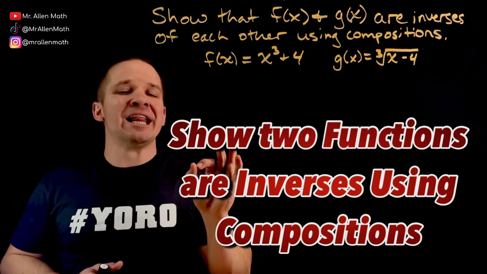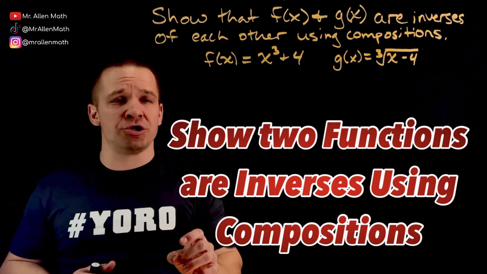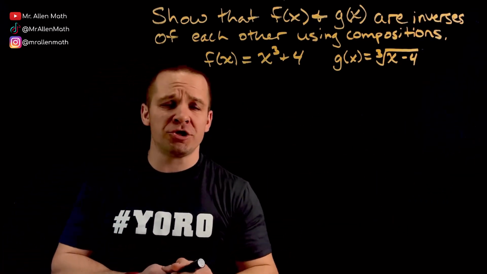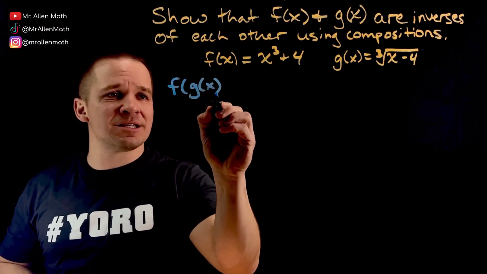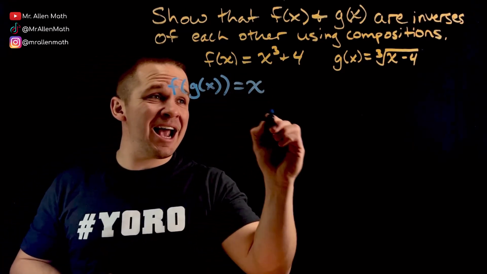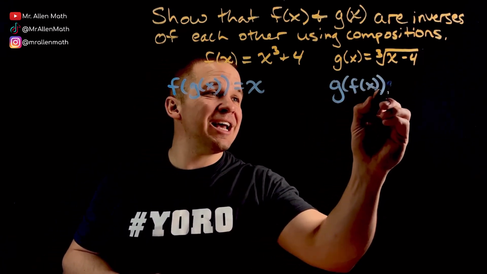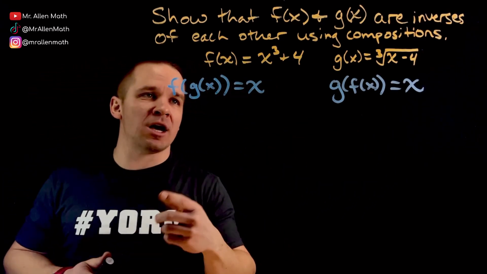We got to show that f of x and g of x are inverses of each other using compositions. So we have to use compositions because it says so in the problem. What in the heck are compositions? Well, I need to show that f of g of x is equal to x, and I need to show that g of f of x is also equal to x. And that will prove that these two are inverses of each other.